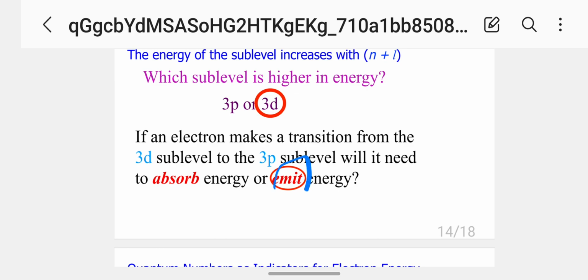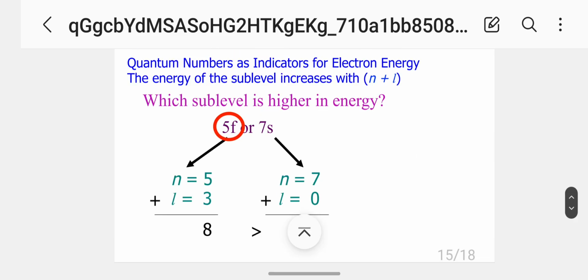It is always noted that the higher energy is this one, so it will emit energy. The sublevel which is higher in energy is 3d, so it will emit energy to de-excite from the 3d sublevel during transition to a 3p sublevel. Alright, let us proceed to our next page.